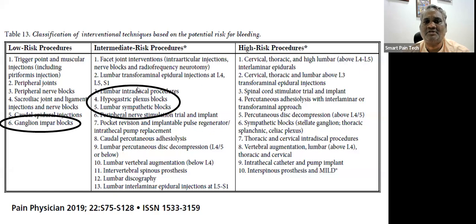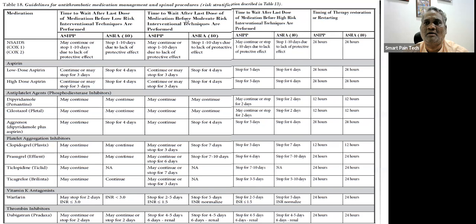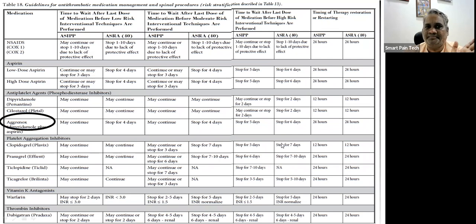But intermediate risk procedures include hypogastric plexus, lumbar sympathetic. Celiac plexus is a high risk procedure, sorry, but hypogastric plexus is intermediate risk. This is the classification. I will share this table with you. You can just read it, or fix it in your pain clinic, because it is very difficult to remember. These are guidelines given by the American Society of Interventional Pain Physicians and the American Society of Regional Anesthesia. They vary slightly, but based on that you can classify it.